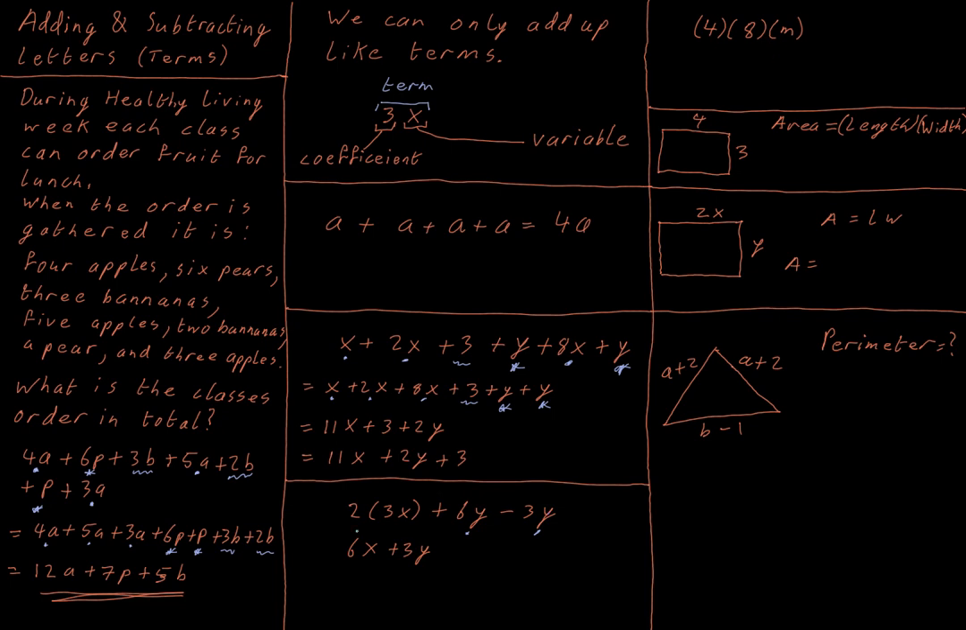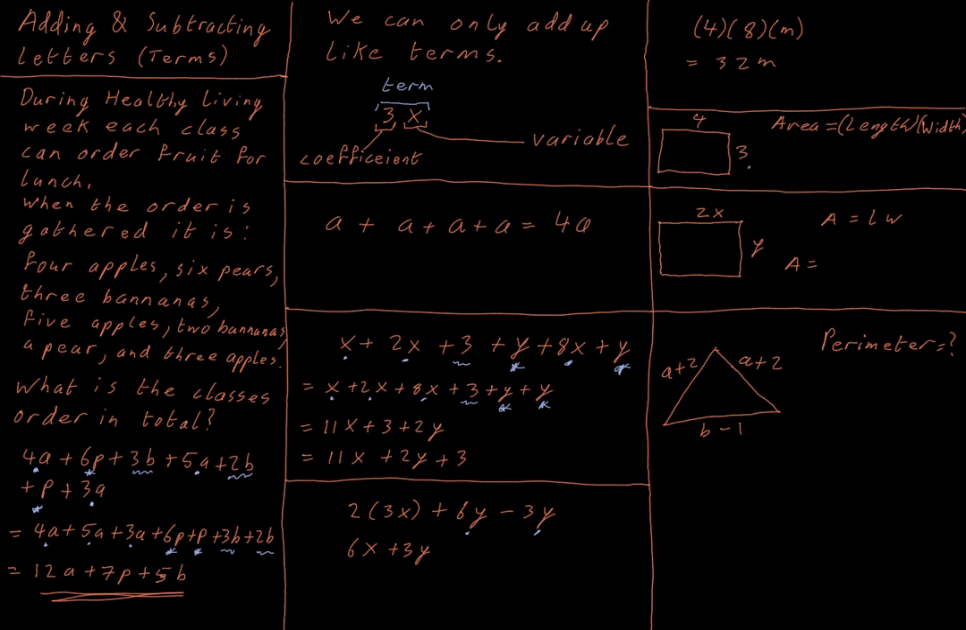Now here I have a similar situation. I have 4 multiplied by 8 multiplied by m. Well, I know I can just put the number sitting next to the letter for the multiply with m, but I have 4 multiplied by 8 is going to give me 32. And that's multiplied by m. So this means 4 by 8 is 32 multiplied by m. So this is the same as this.